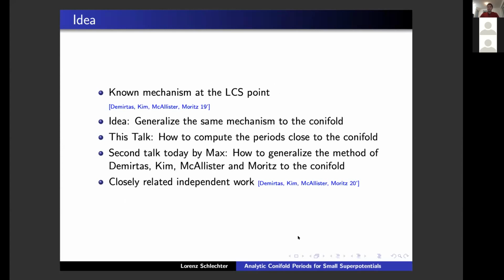In this talk, I will give you the mathematical tools to compute these periods close to the conifold. We will have a second talk today by Max, who will talk about the generalization of the actual method and the algorithm to the conifold, and talk more about the phenomenology part. I should also state that there's a closely related independent work which appeared on the same day as our paper, by the original authors, Demirtas, Kim, McAllister, and Moritz, who had effectively the same ideas but used a bit of a different math approach, and I will point out the differences of the two approaches.